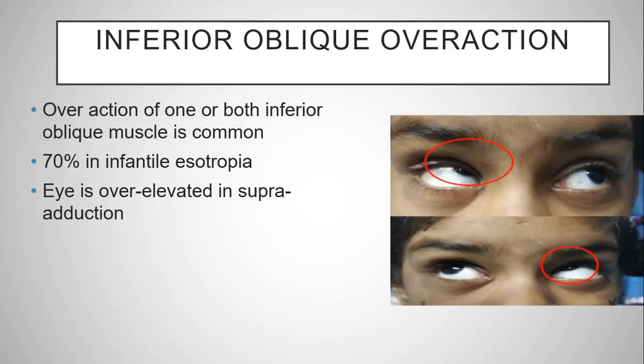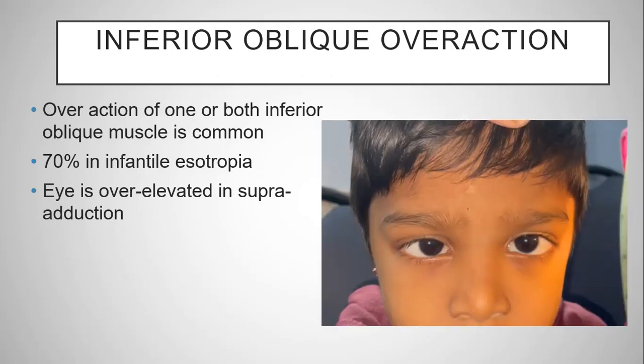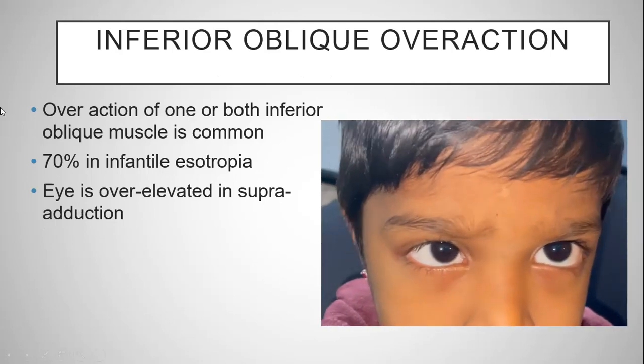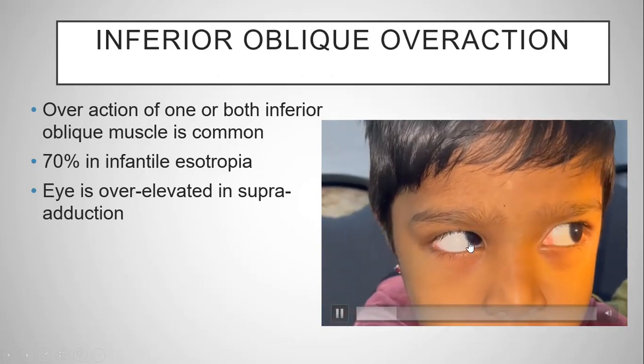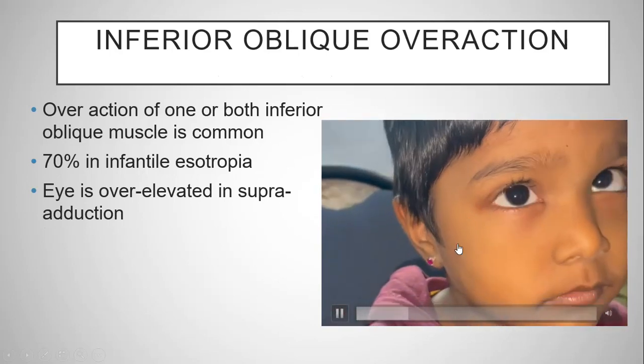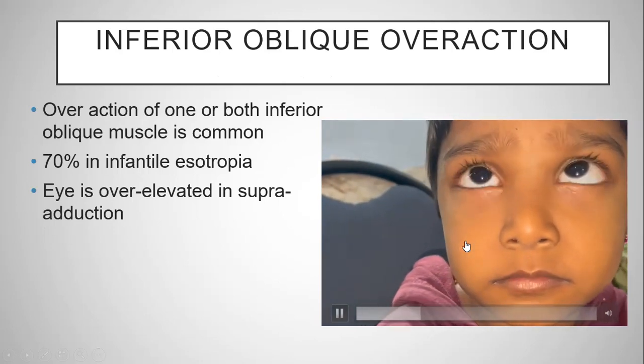Inferior oblique overaction is commonly associated with congenital esotropia. About 70% of cases show it in the supra-adduction position. Here we see in the supra-adduction position, in both eyes, there is inferior oblique overaction.